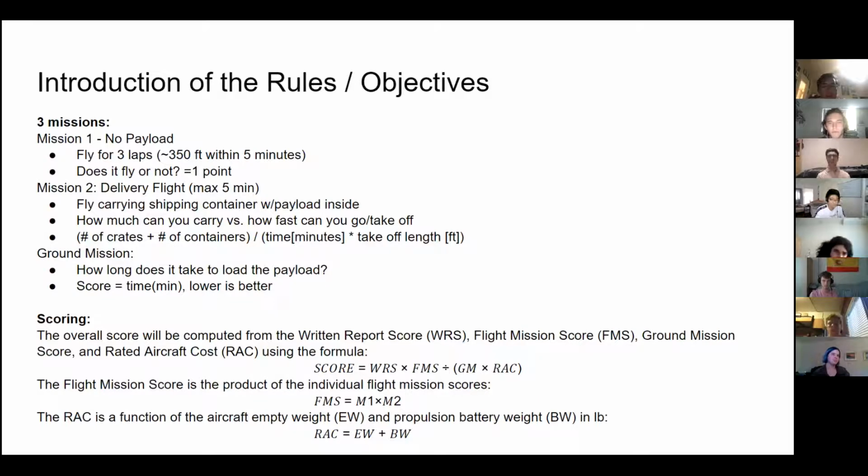Yeah, so Peter mentioned the scoring based off the independent missions, but the overall score is going to be computed from the written report score, which is the report that summarizes all our research and testing, as well as our manufacturing. It also includes the flight mission score, the ground mission score, and the rated aircraft cost using the formula below. So this formula calculates the overall score. The flight mission score is the product of the 2 flight missions, mission 1 and mission 2, multiplied together. And then the rated aircraft cost is the empty weight plus the battery weight. So those 2 factors go into that overall score as well, which is shown by that first equation again.